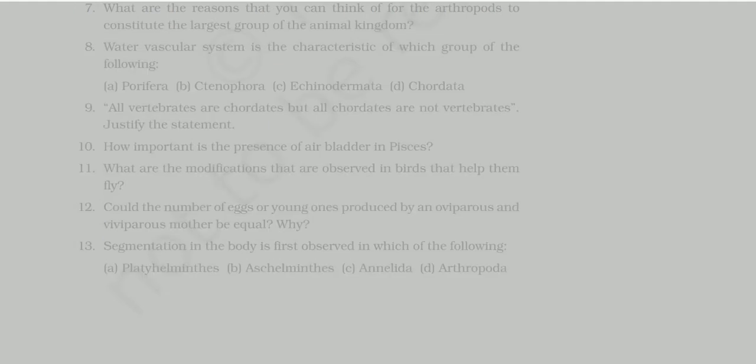7. What are the reasons that you can think of for the arthropods to constitute the largest group of the animal kingdom? 8. Water vascular system is the characteristic of which group of the following? A. Porifera, B. Ctenophora, C. Echinodermata, D. Chordata. 9. All vertebrates are chordates, but all chordates are not vertebrates. Justify the statement. 10. How important is the presence of air bladder in Pisces?